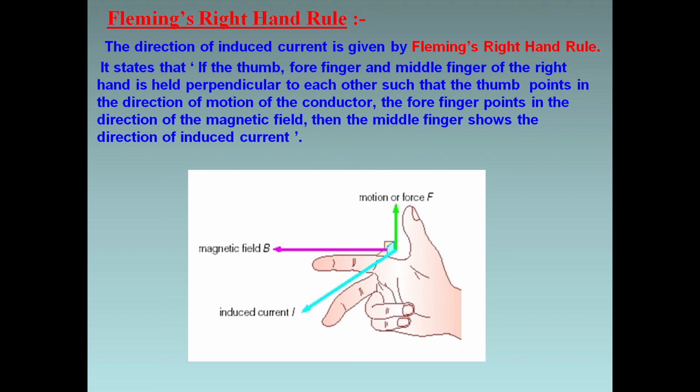So what is the use of this Fleming's right hand rule? It tells us the direction of induced current. In this case, the direction of force is known to us. The direction of magnetic field is also known to us, but we don't know the direction of induced current. So this induced current's direction is given by this Fleming's right hand rule.